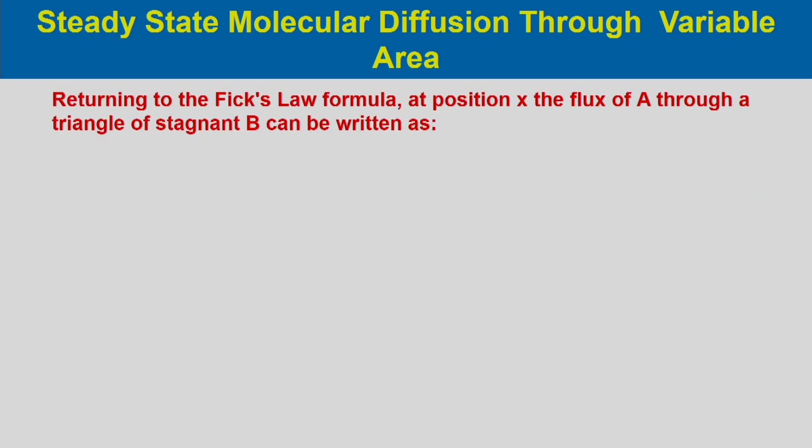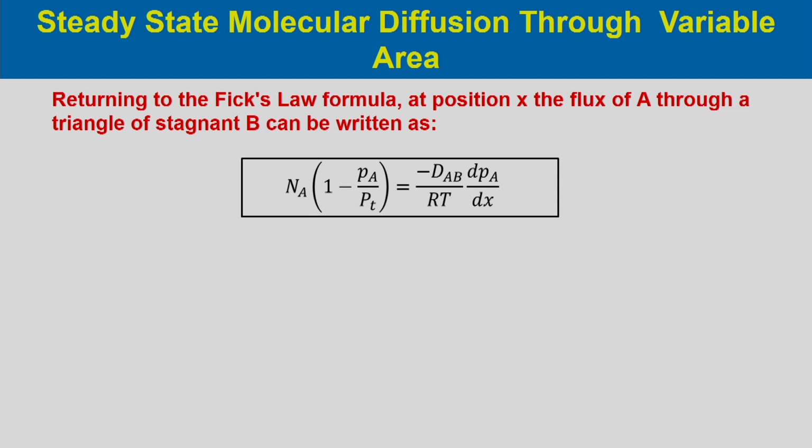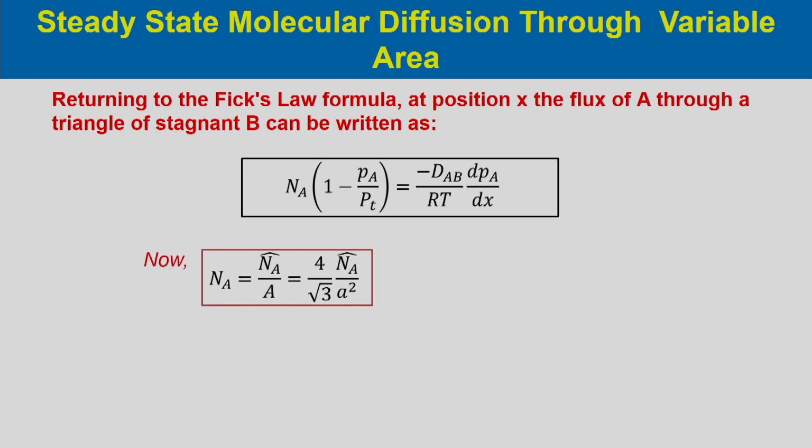Now, returning to Fick's law, the flux at position x of A through stagnant B can be written as N_A into 1 minus P_A by P_T is equal to minus D_AB by RT dP_A by dx. N_A is the molar flux, P_A is the partial pressure of component A, P_T is the total pressure, D_AB is the binary diffusion coefficient of component A into the non-diffusing B, R is the universal gas constant, T is the temperature, and dP_A by dx is the partial pressure gradient with respect to x.